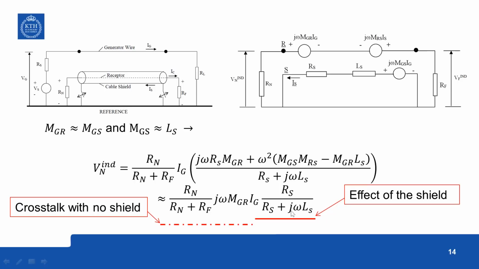So at very low frequency you can find that this will be almost equal to 1, because this part will be very small compared to this part. So this ratio will become 1. So there is no effect of the shield. Only after a certain frequency, you can see from this equation, the shield will have an effect. And that turnaround frequency is given by when R_S is equal to omega L_S. So this is what we will see next.